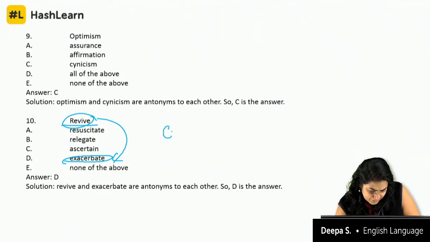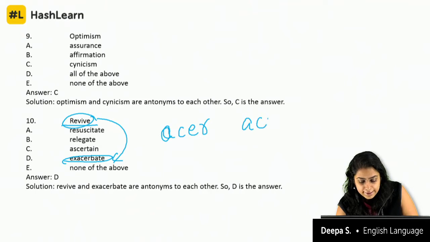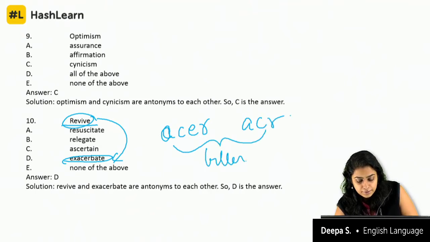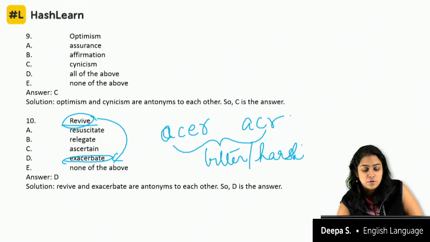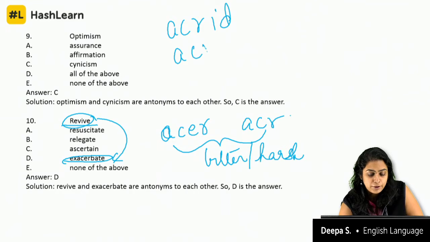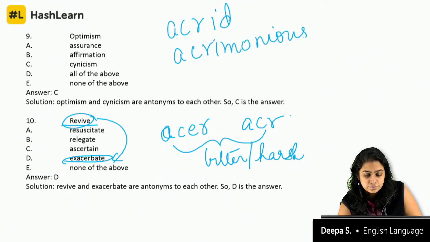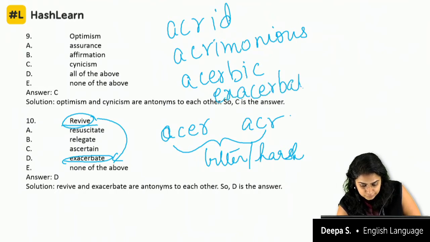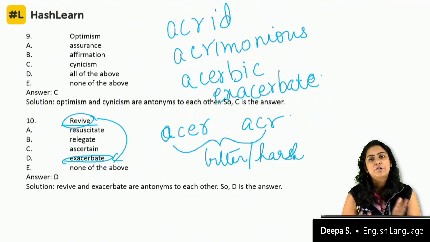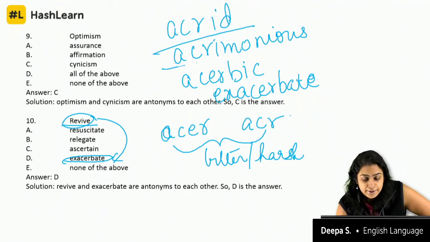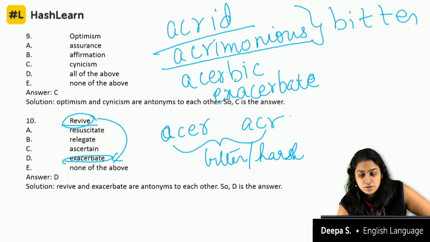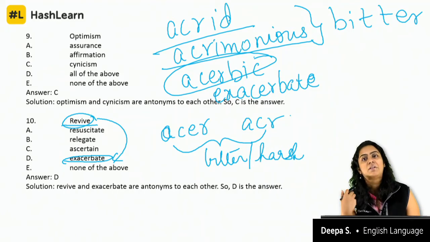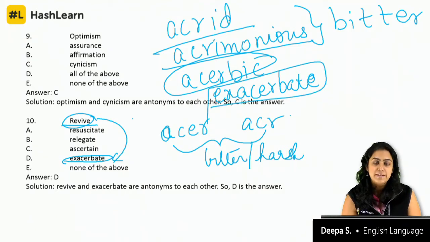Now something else that I would like to tell you is ACR or ACER. These are the root words for bitter or harsh. Acrid, acrimonious, and then acerbic, exacerbate. Okay, all of these share this particular word root: acrid, acrimonious, bitter, harsh. Acerbic, typically to do with your remarks. If you say something harsh, it's acerbic. Exacerbate, we've seen it just now.